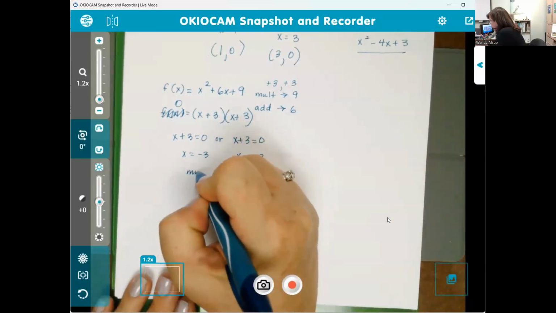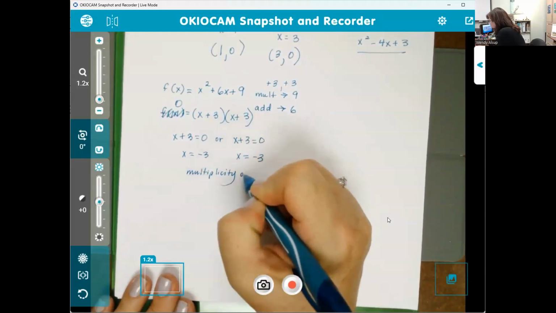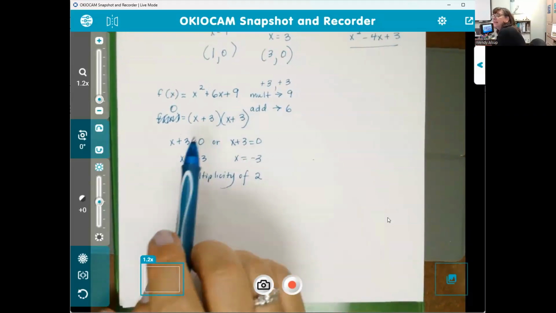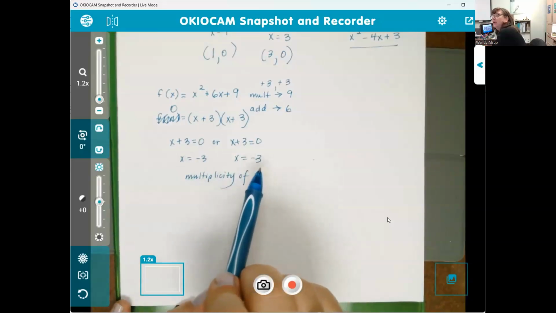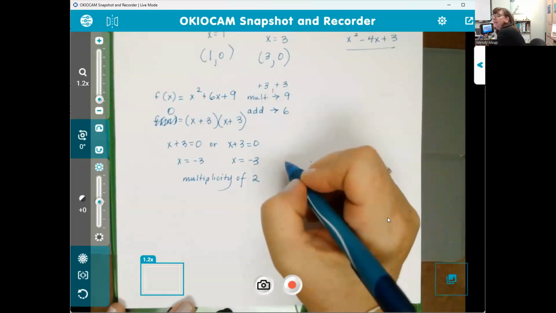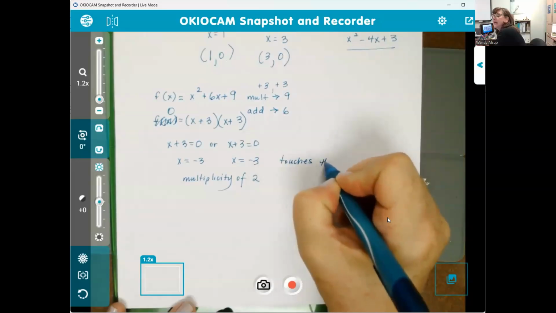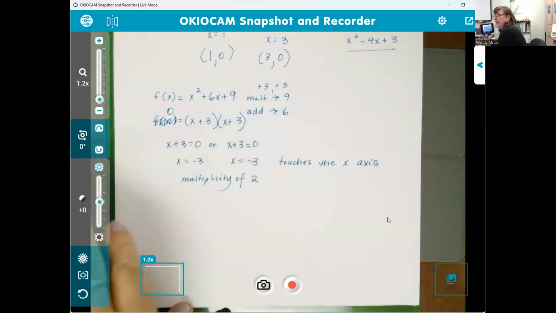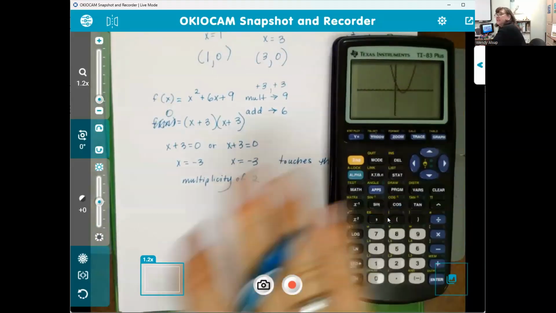In math, we use the words multiplicity of 2. You could have something that occurred 3 times, and we'll do some of that later, but ours just occurred 2 times, a multiplicity of 2. And this is going to be a special kind of 0 that only touches the x-axis. It doesn't actually cross it. All right, so let's go back and look at our first one. We had 2 different zeros.